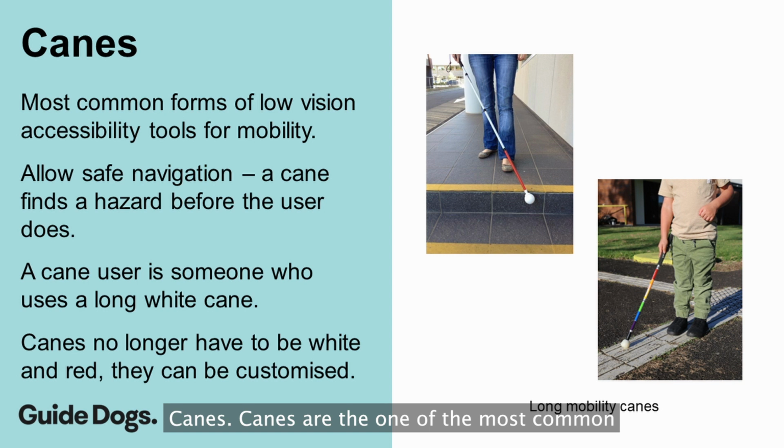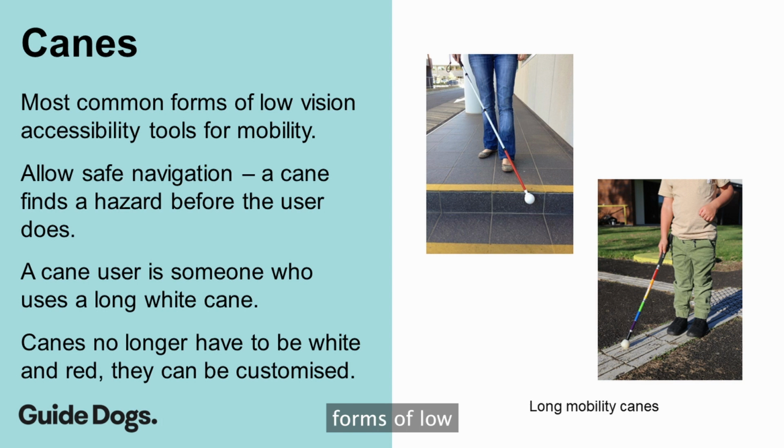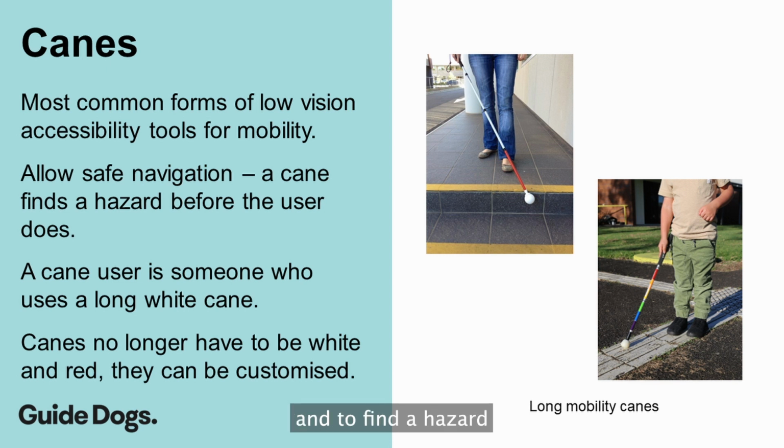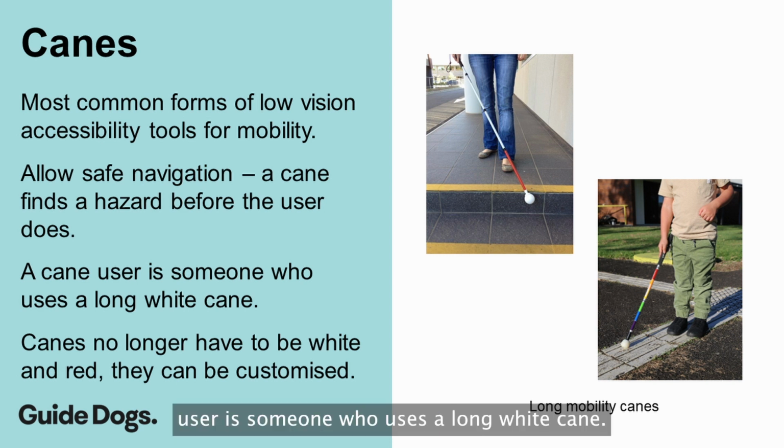Canes. Canes are one of the most common forms of low vision accessibility tools for mobility. A long cane is a tactile mobility device that allows a user to safely navigate through their environment and to find a hazard before the user does. A cane user is someone who uses a long white cane.